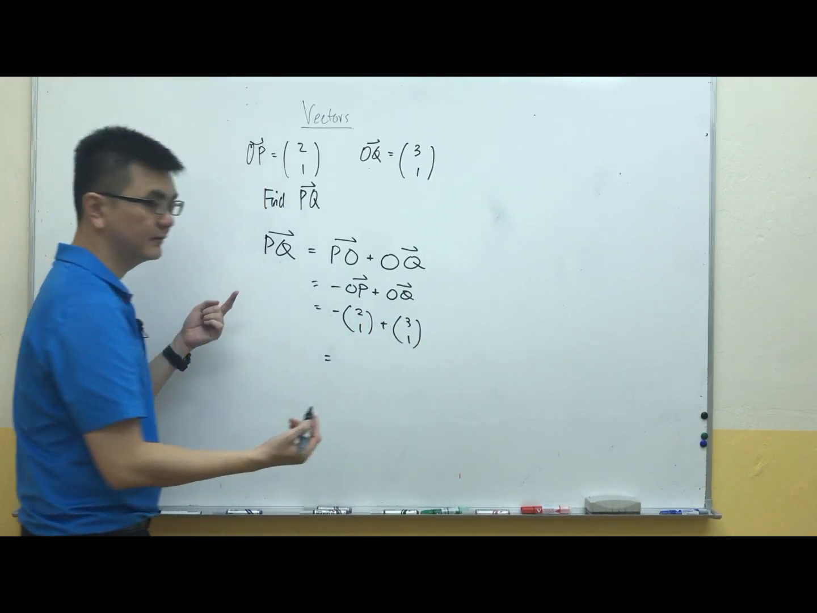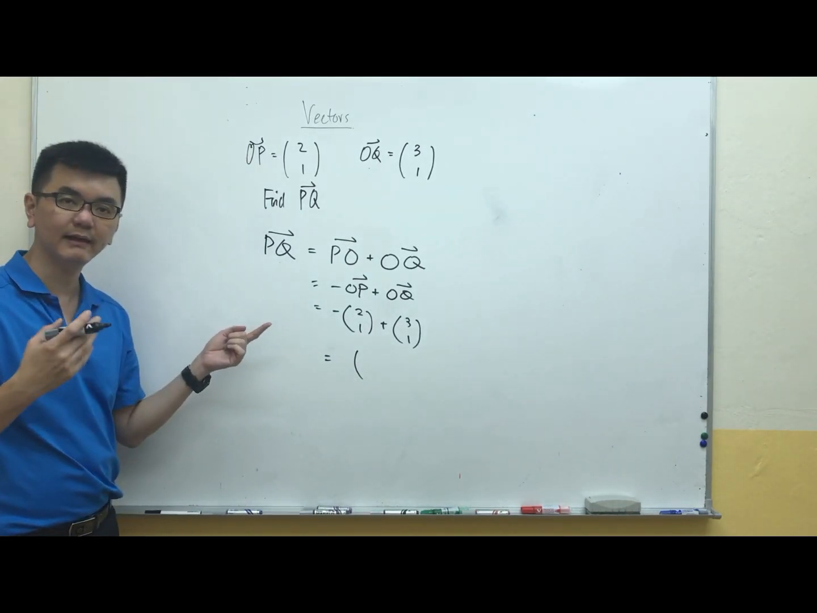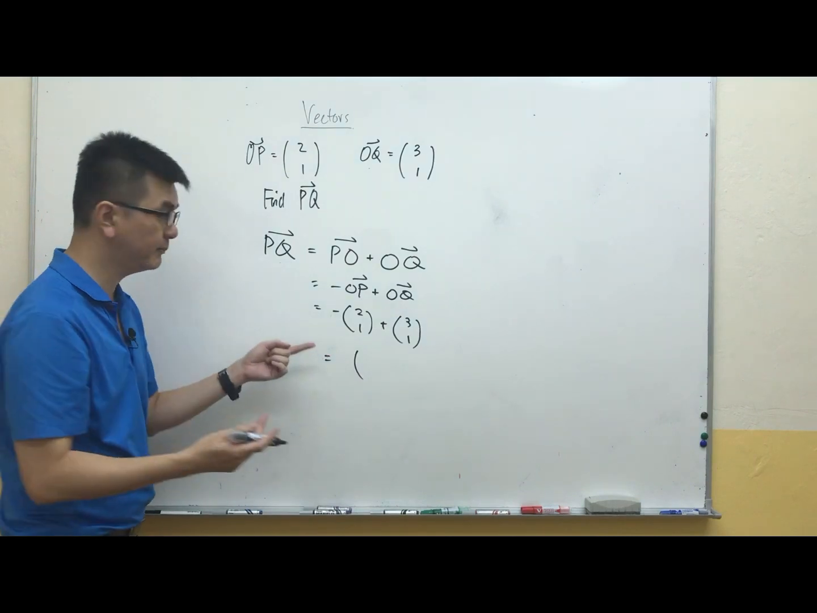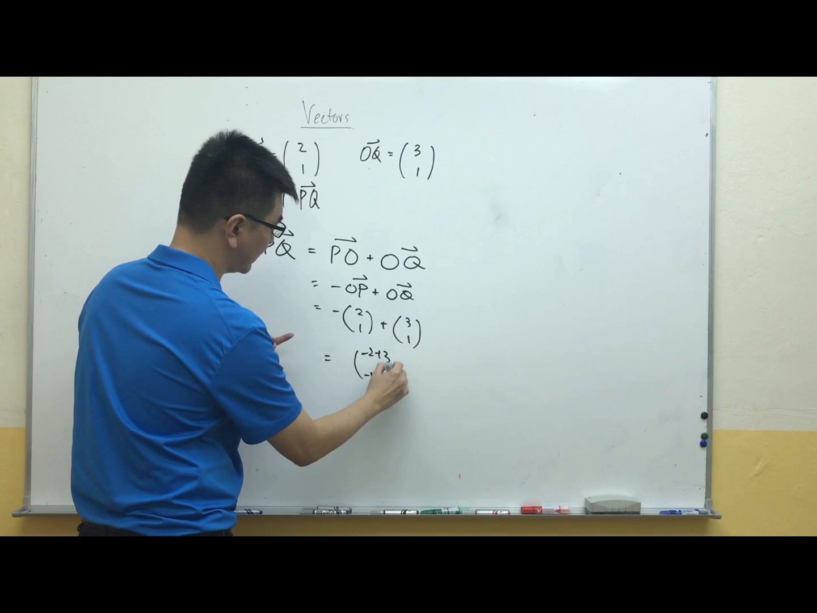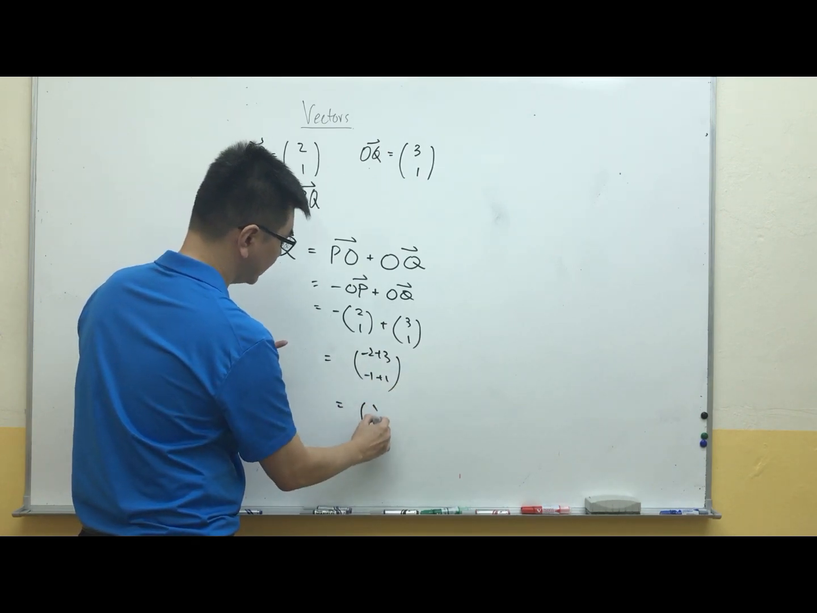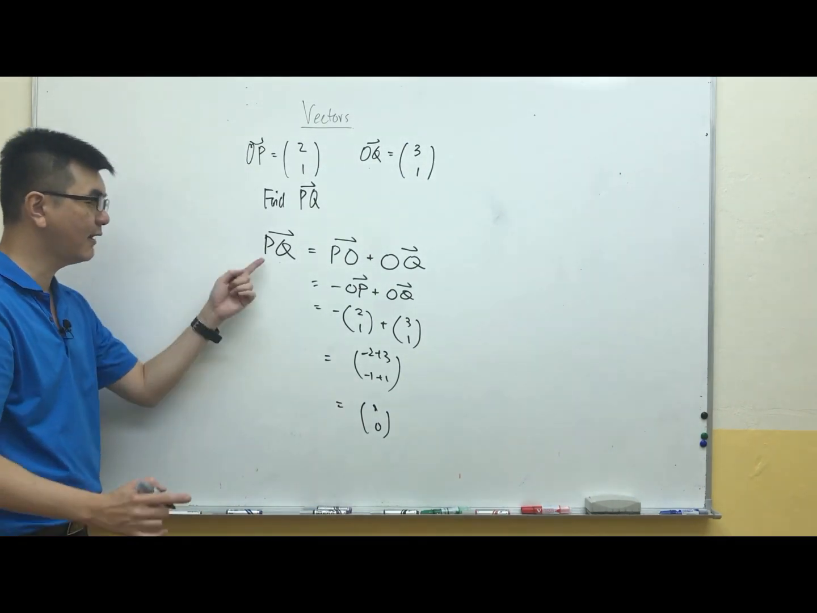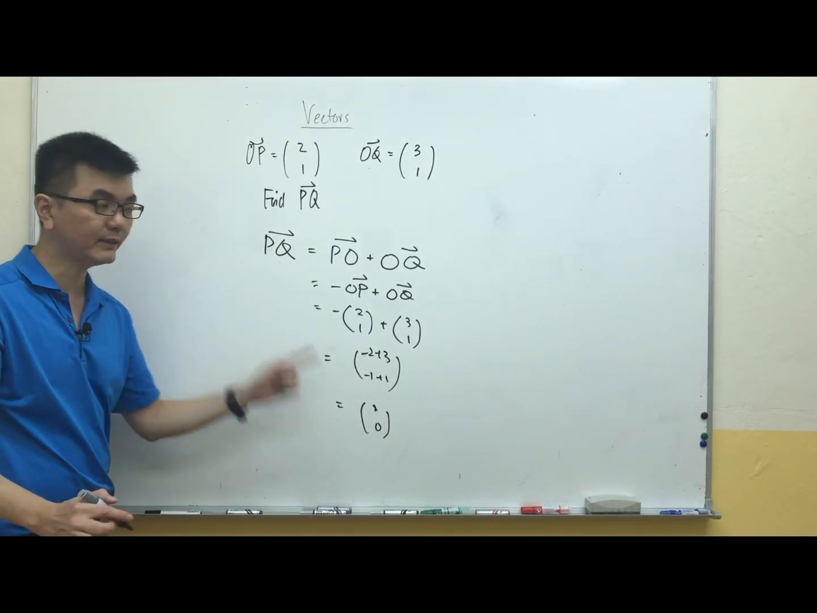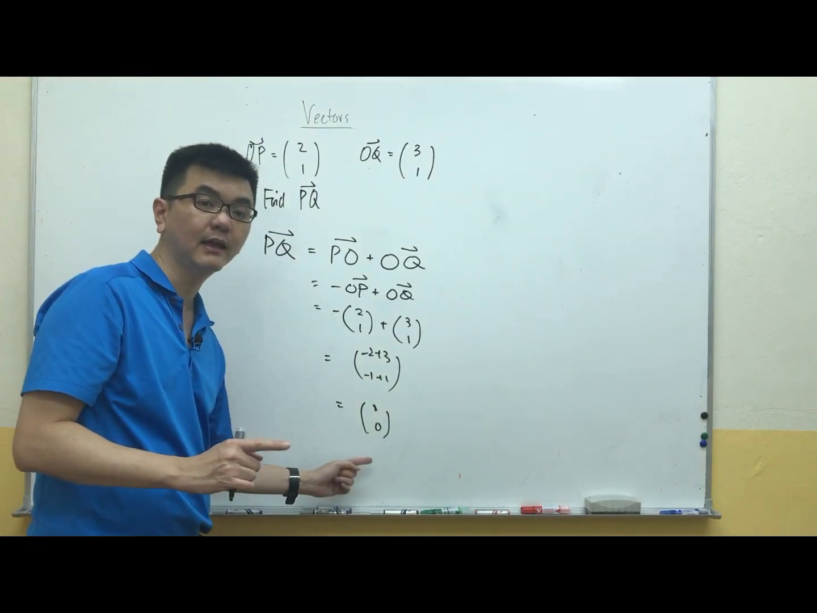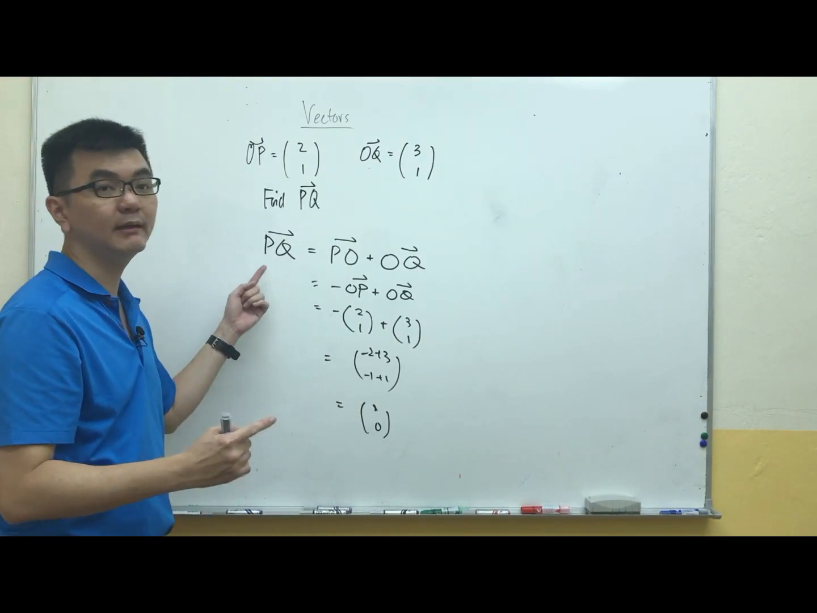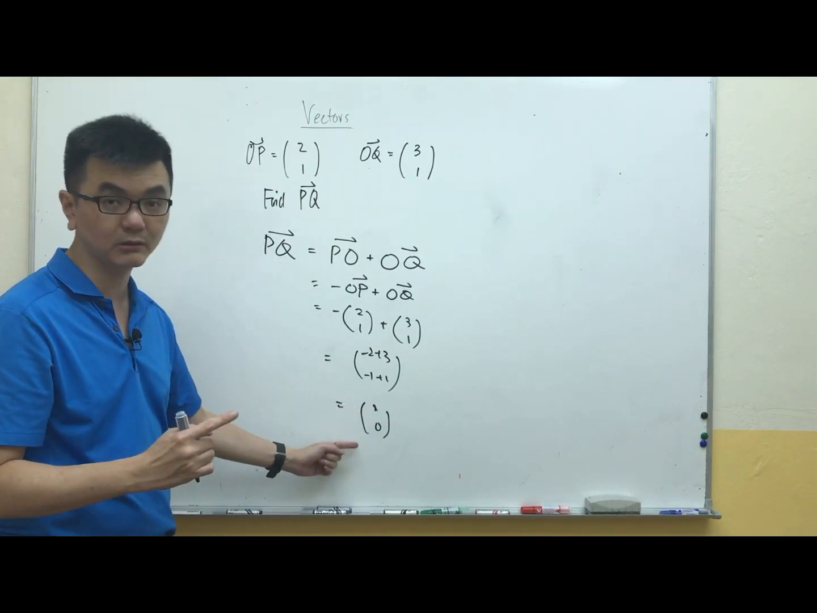When I evaluate it, it is similar to adding 2 by 1 matrices, where I have minus 2 plus 3, minus 1 plus 1, and I get (1, 0). So that is the vector PQ, (1, 0). And what does it mean? When we express it as the column vector (1, 0), what we are saying is PQ is actually a position vector with position (1, 0).